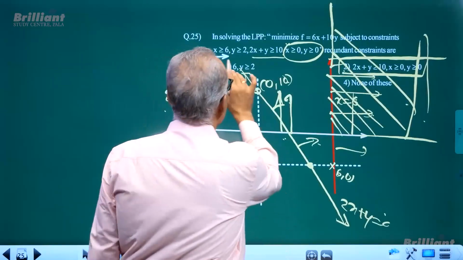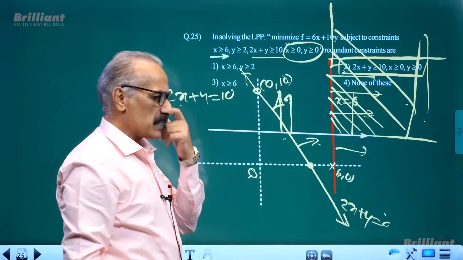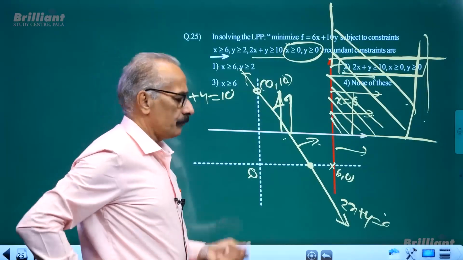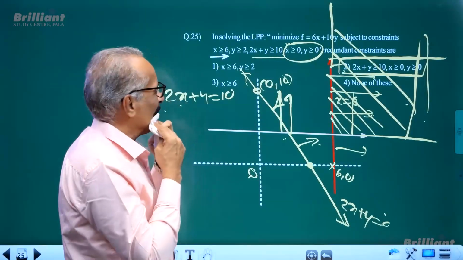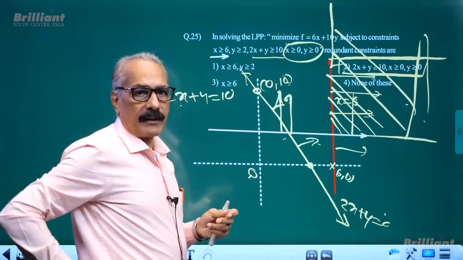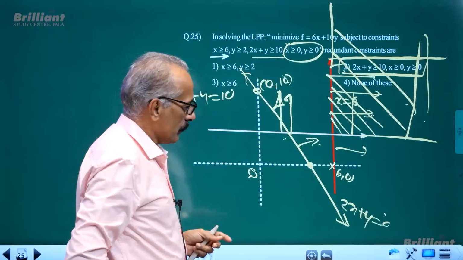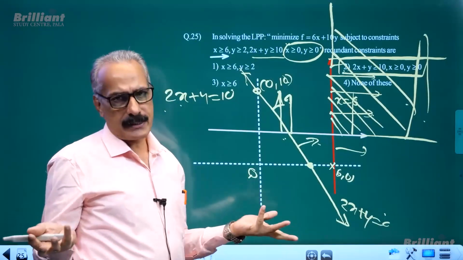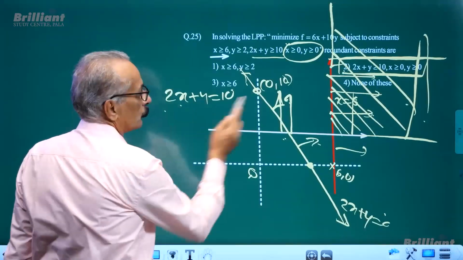So there are 3 constraints which are not necessary. Number 1, x greater than or equal to 0. Number 2, y greater than or equal to 0. And the other one is 2x plus y greater than or equal to 10. Redundant means which are not necessary, unnecessary. Okay, so 2 is your answer.